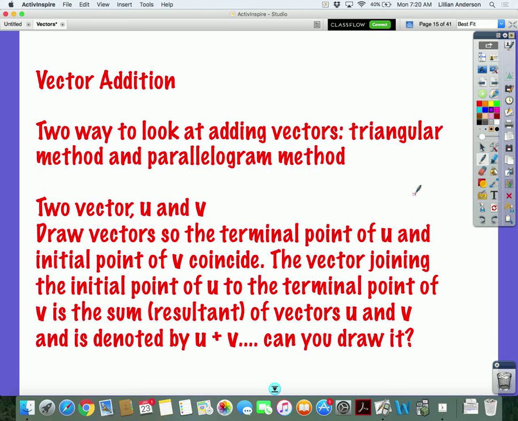Okay, so you have two vectors, vector u and vector v. I want you to draw a vector so that the terminal point of vector u and the initial point of vector v coincide. Okay, the vector joining the initial point of u to the terminal point of vector v is the sum, also known as the resultant, of vector u and vector v, and it's denoted by the notation vector u plus vector v. Can you draw it? So what I want you to do right now is pause this video, and I actually want you to try to draw it on your paper, okay? And then when you're ready to see it, press play. So please pause the video and try to draw what I've described here.